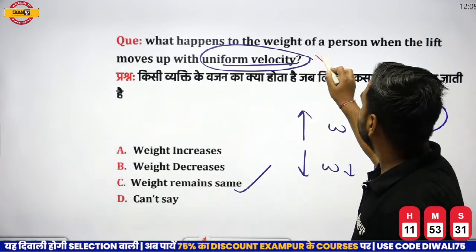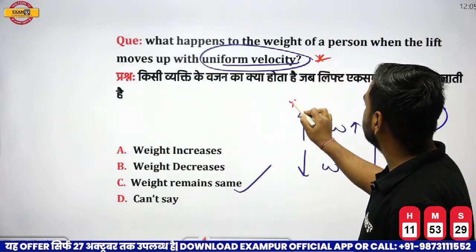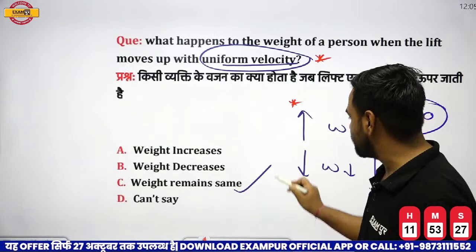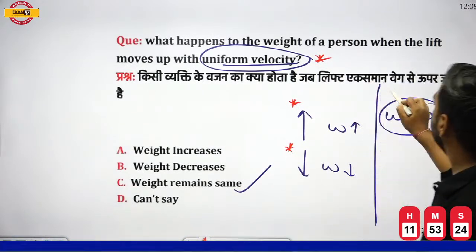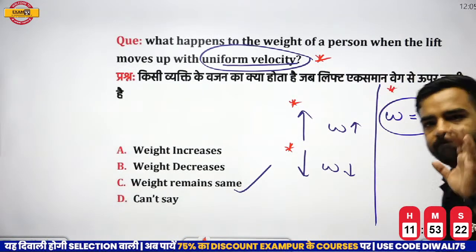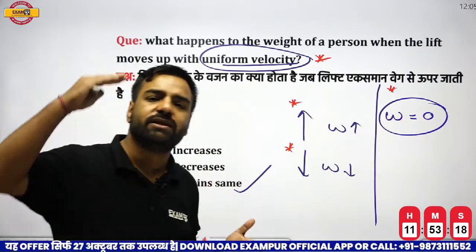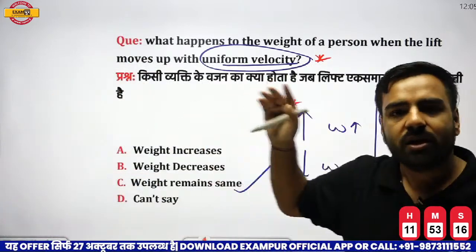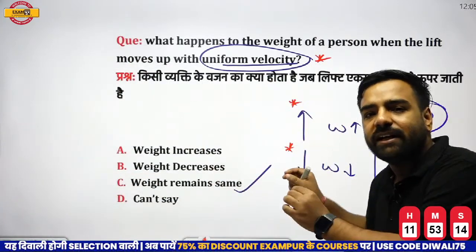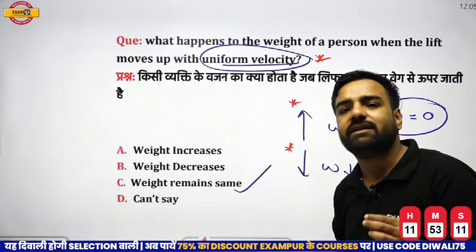Do not forget. One is this one. Second is when the lift is going up, weight is increasing. When the lift is coming down, weight is decreasing. And when the wire is broken, that is whenever the lift is in such a condition, or we can talk about anyone who is on the top floor and by mistake falls down, at this time the weight will be equal to 0. That is, the weightlessness condition will be there.